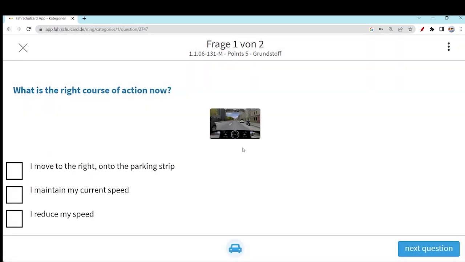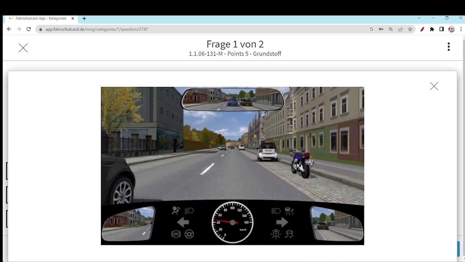Normally in the exam you should watch the question at least 4 times, or it is allowed 4 times, to get the complete idea. So what is the right course of action? I move to the right onto the parking strip. Actually no, because you see there is already a parked motorbike and a white car as well. And there is very little time for you or even for the black car to come into the lane. So it's not a good idea to quickly move to the right. Maybe somebody is there, some cycle is there, even you can see the motorbike is parked, the white car is parked. So actually it's not a good idea.